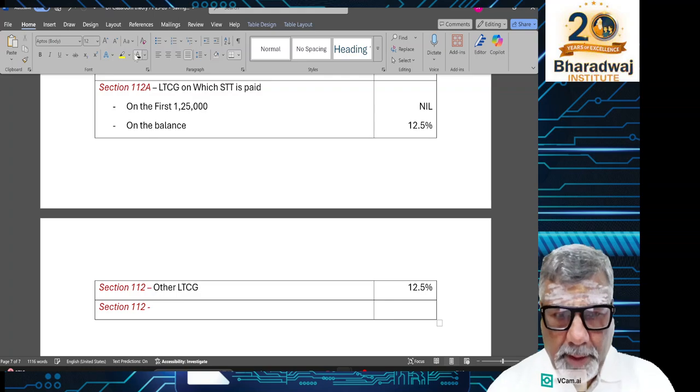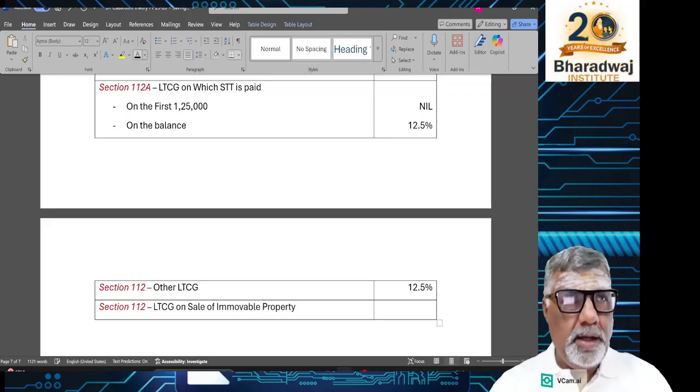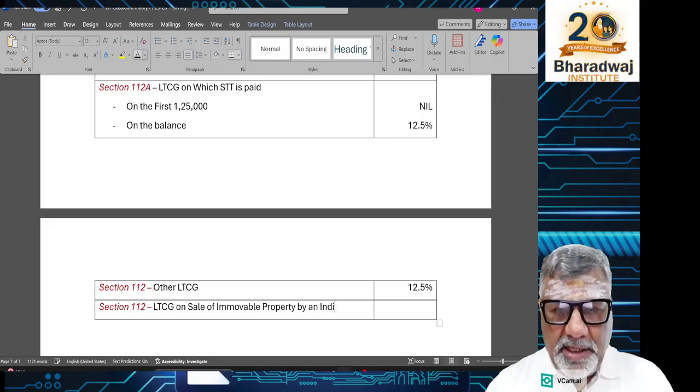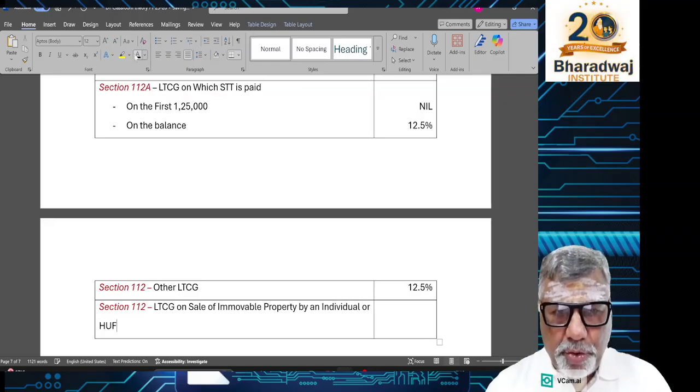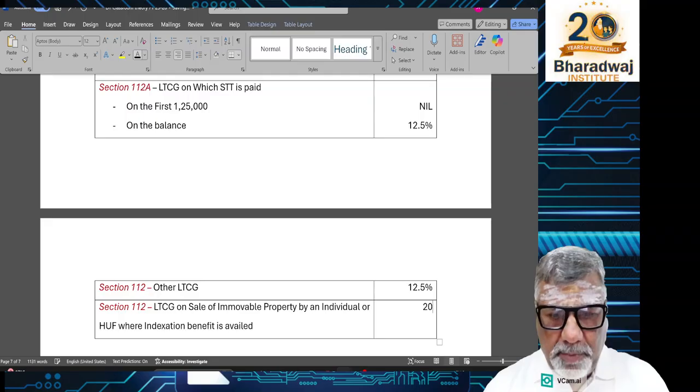LTCG on sale of immovable property by an individual or HUF where indexation benefit is availed becomes 20%.